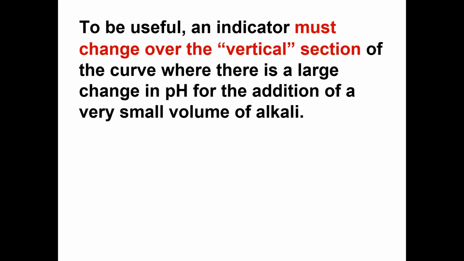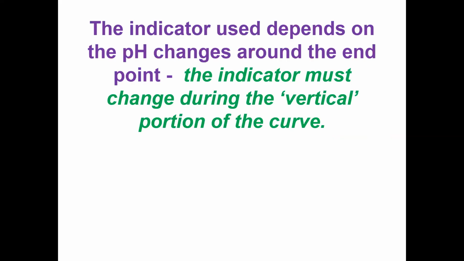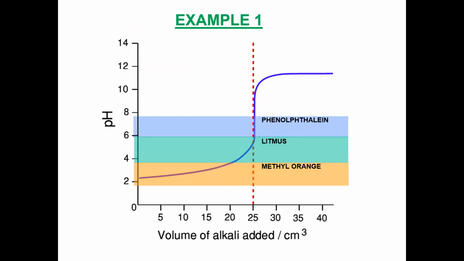To be useful, an indicator must change over the vertical range. Now, this is the range in which the indicator should change the color. Now, I introduce the three indicators: phenolphthalein, litmus, and methyl orange. Right? There are three indicators.